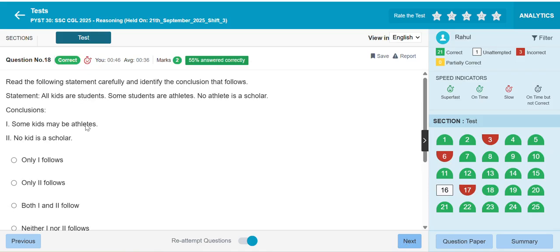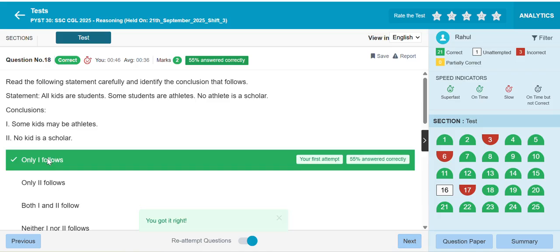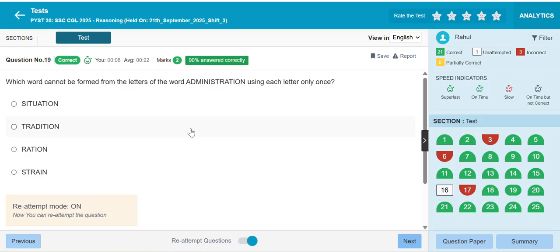Okay. So next is all kids are students. Some students are athletes. No athlete is a scholar. So some kids may be athletes. Yeah, there is a possibility. So one follows. No kid is a scholar. So this cannot. So conclusions one and two actually contradict. So eventually one is the answer. So which cannot be found.